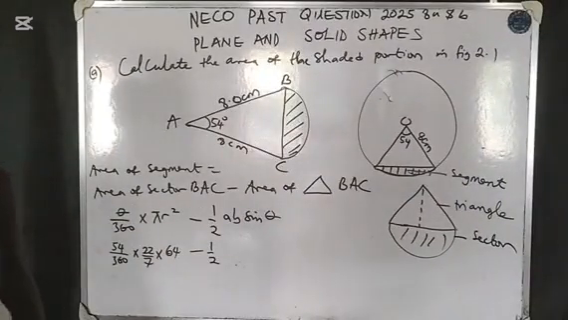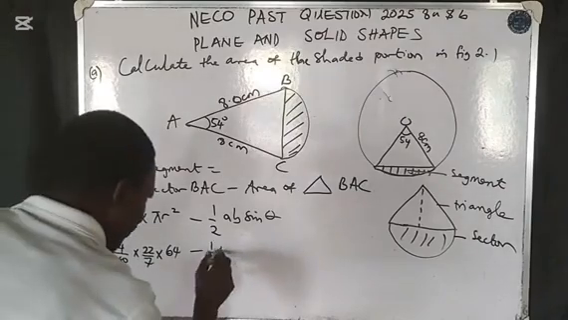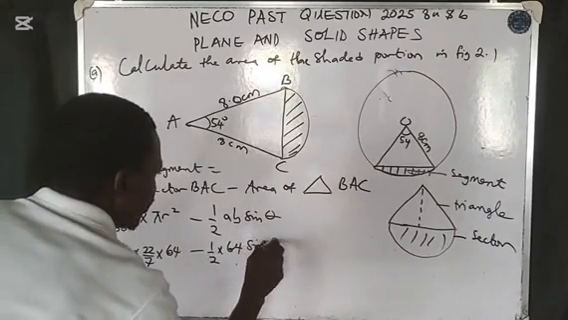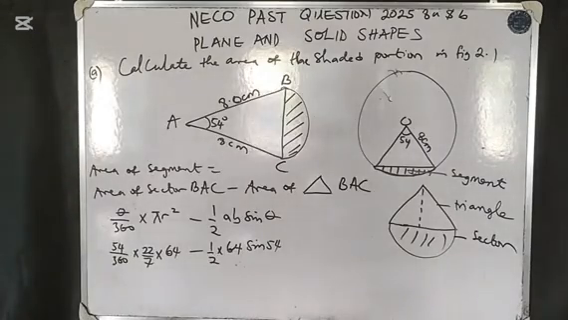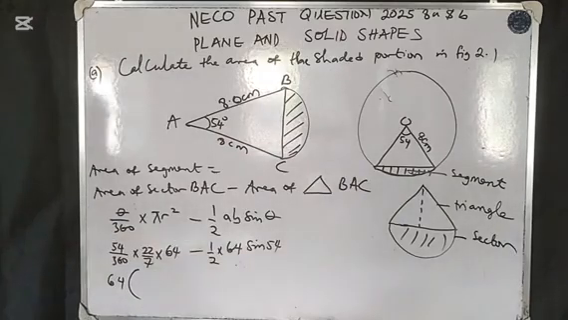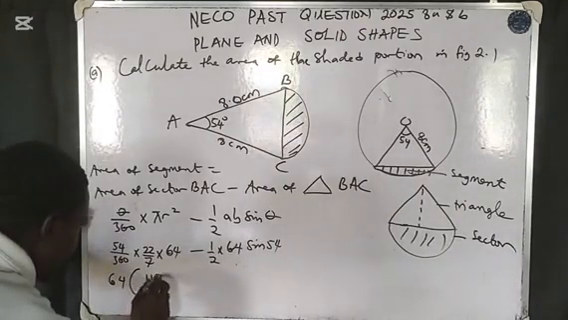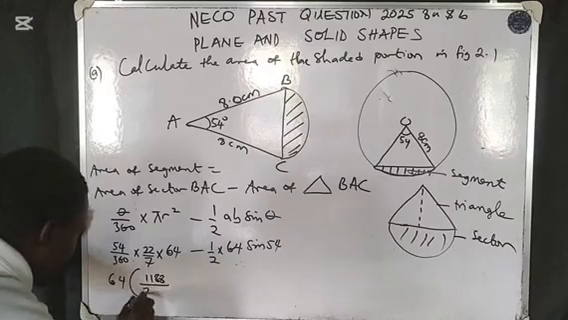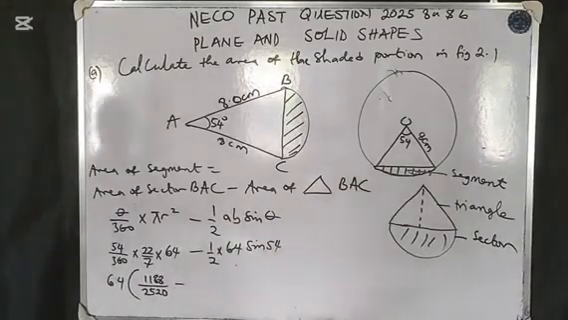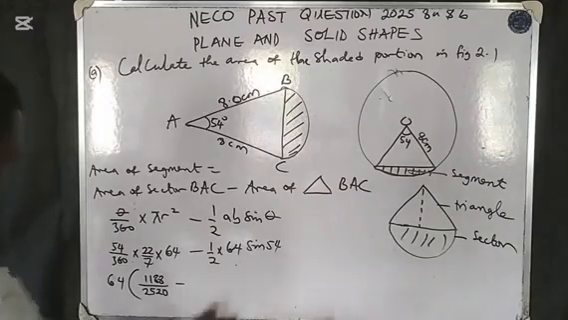Minus 1 over 2 times 8 square again, that's 64 again, times sine 54. So we have 64 twice, which we can bring out. Give me everything you have on this side: 4 times 22 is 1188, here should give you 2520. Am I right? Good. Minus sine 54 divided by 2, sine 54 divided by 2.